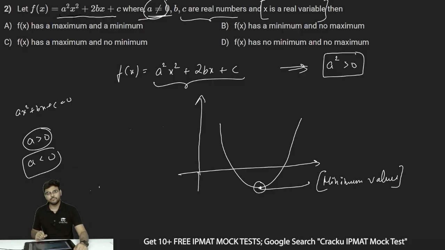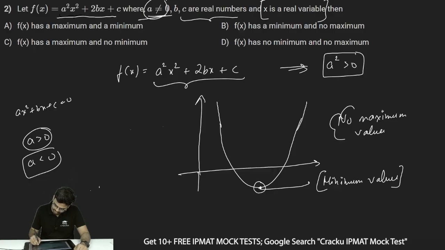But what about the maximum value? There is no maximum value because it will keep on extending up till infinity. So there is no such maximum value. But there is one minimum value. f(x) has a minimum value which is this point, because a square is greater than 0, so it will be a graph which is facing upward. So it will have a minimum value, but no definite maximum value, and therefore option B, which is f(x) has a minimum and no maximum, is the correct option.